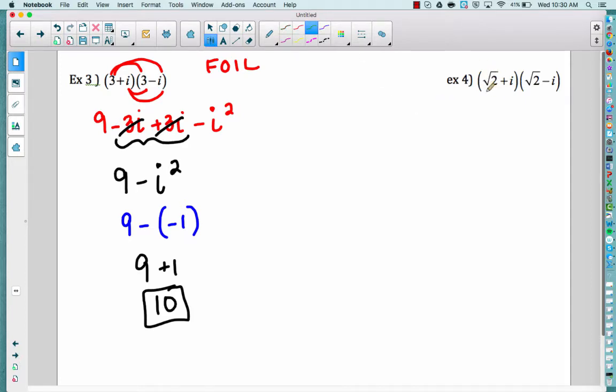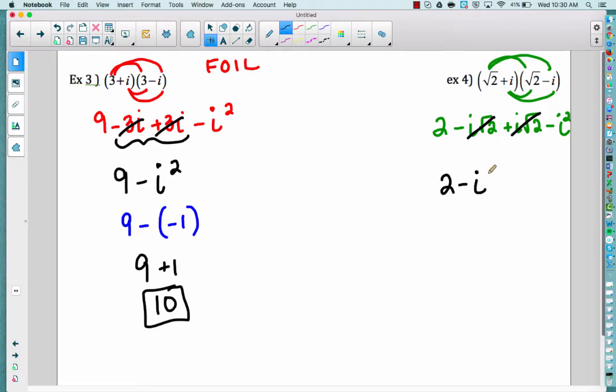All right, let's try this one. Root 2 plus i times root 2 minus i. So we do root 2 times root 2, which is 2, because it's root 4, and root 4 is 2. Root 2 times negative i is going to give me negative i root 2. i times root 2 is going to give me positive i root 2. And then i times negative i is going to give me negative i squared. All right, so now these guys are going to cancel, and we're going to get 2 minus i squared.